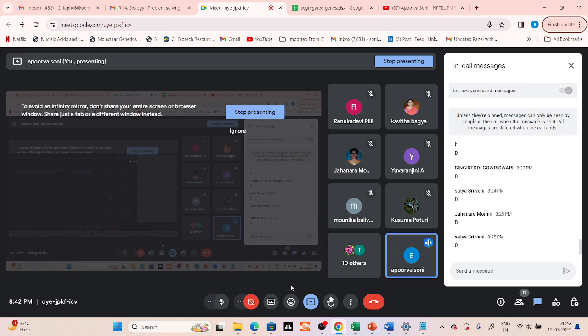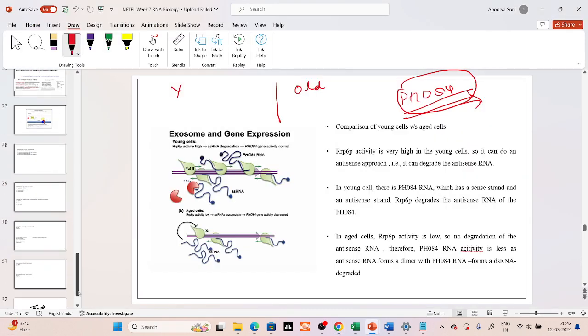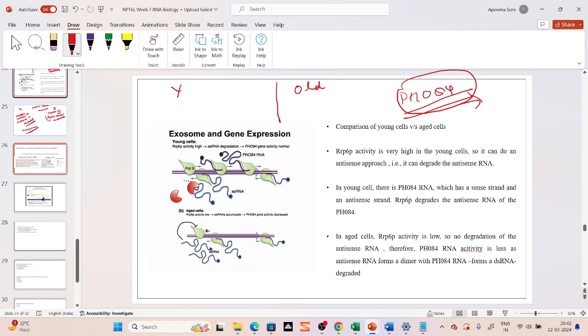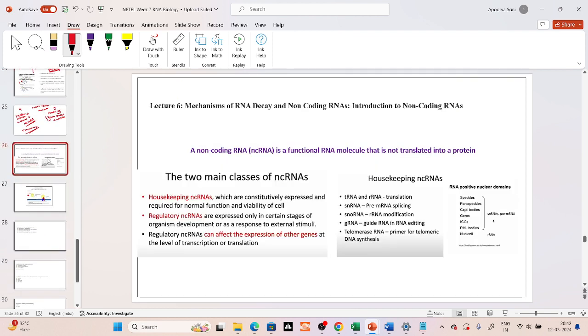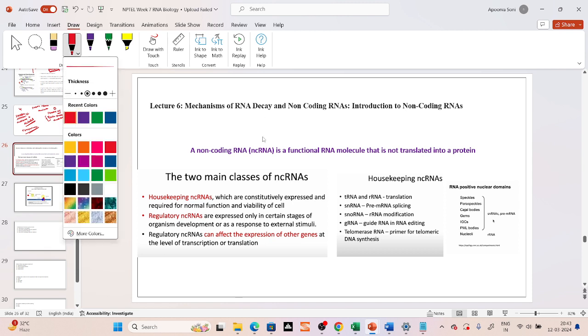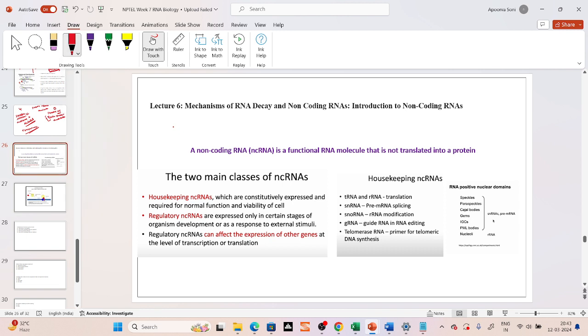Okay. Now we'll come to the last lecture. I think there is not much given in the last lecture, because probably we'll study about non-coding RNA in the subsequent classes. So what is a non-coding RNA? A non-coding RNA is a functional RNA that does not translate into a protein. That means those RNA that do not make a protein, but still they have some role. It is not that non-coding RNAs do not have any role at all. They have a role, but they are not translated into protein. They do not code for any protein.